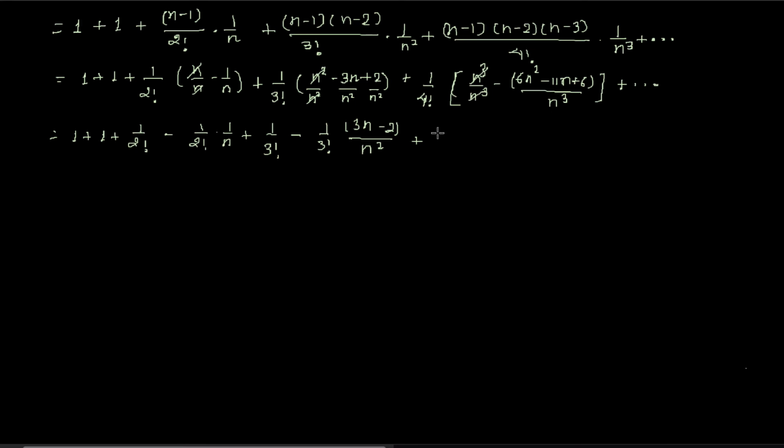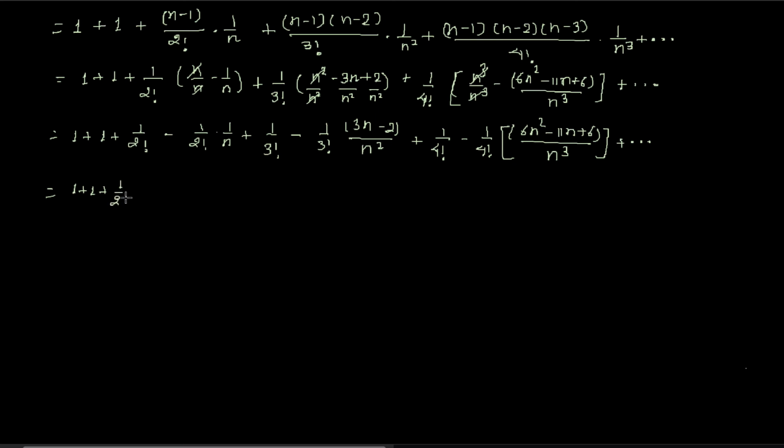This n cube and n cube are cancelled, so we are left with 1 multiplied by 1 over 4 factorial, that is 1 over 4 factorial minus 1 over 4 factorial into 6n square minus 11n plus 6 over n cube, plus dot dot dot. Now separate all the number parts in one place and the n parts in other terms.